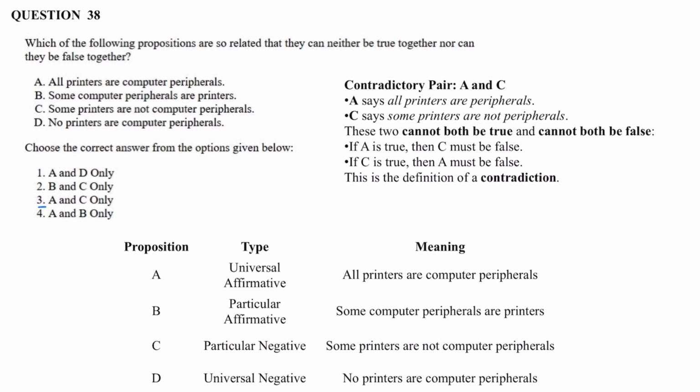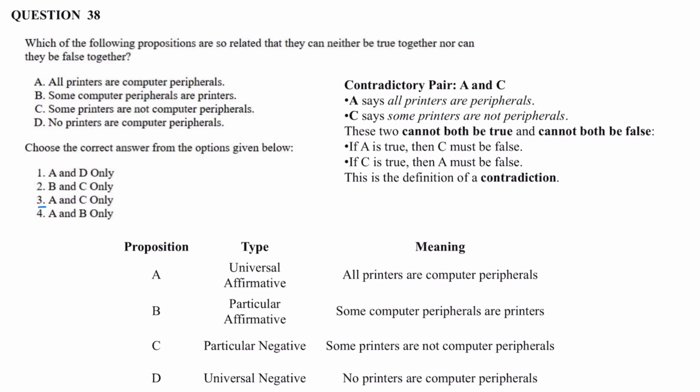Next question. Which of the following propositions are so related that they can neither be true together nor can they be false together? Statement A, proposition A, all printers are computer peripherals. It is of universal affirmative.